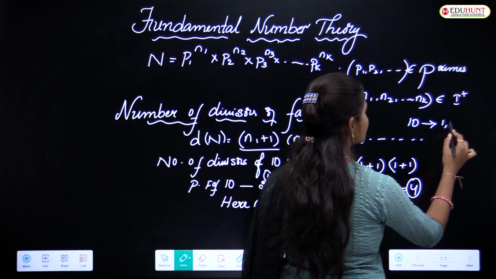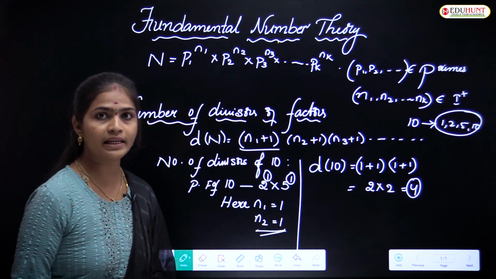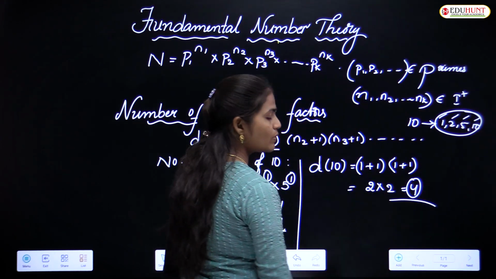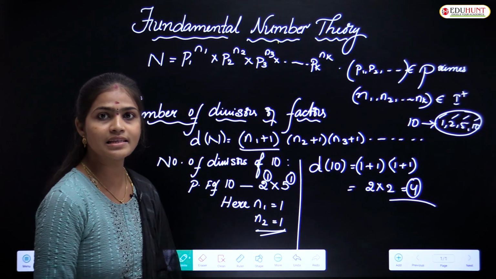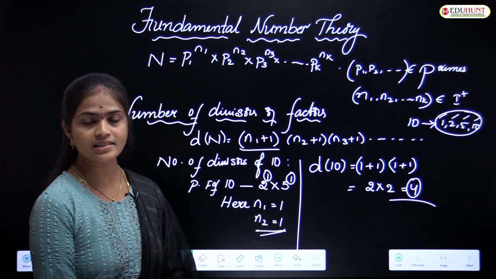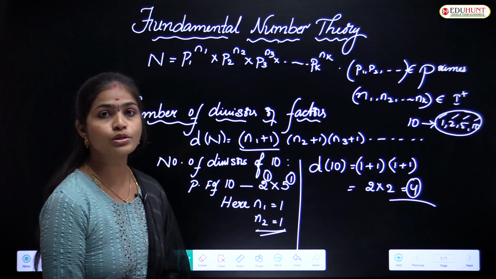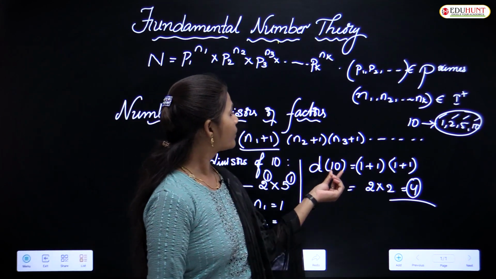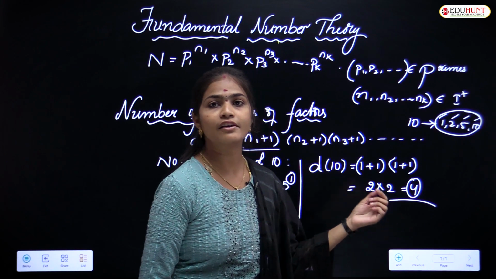Let us see what the divisors are. 10 has the divisors 1, 2, 5, 10. Yes or no? So 10 has how many factors? 1, 2, 3, 4. That is what we got. Without writing the factors, we can easily say how many factors there are for a given number. Is it useful? Yes, it is very useful in competitive examinations also. So by using this formula, we can say how many divisors there are for a given number.